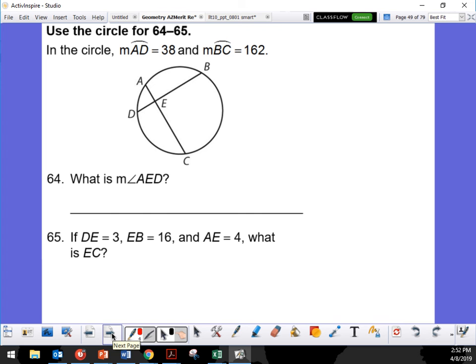Okay, in the circle, measure of arc AD is 38 and BC is 162. And we're looking for the angle of AED. So we're looking for this one right in here.